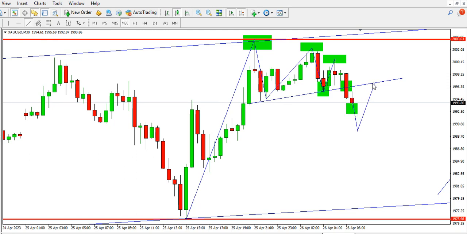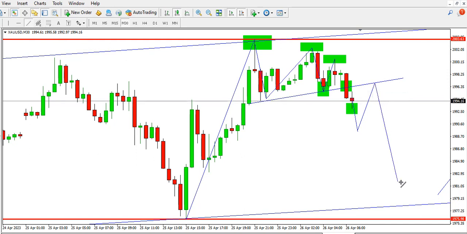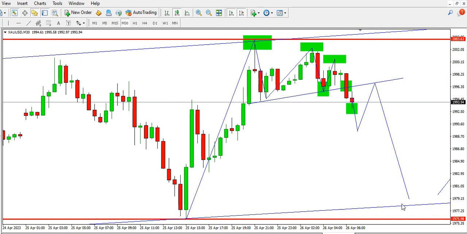Price might retest this neckline and then drop further. Okay, but this ascending trend line is our limit where we expect price to get to before it forms another probably W or double bottom pattern and then rise. But for now this is like a triple top pattern or head and shoulder pattern. So that's that for the 30 minutes time frame.